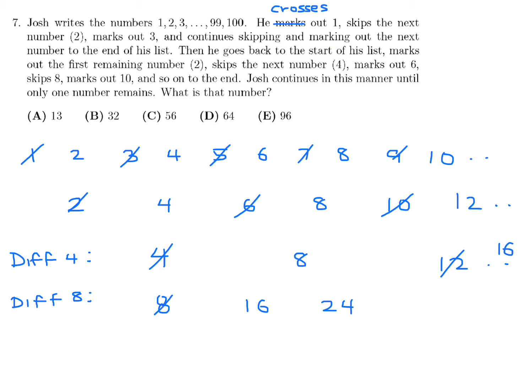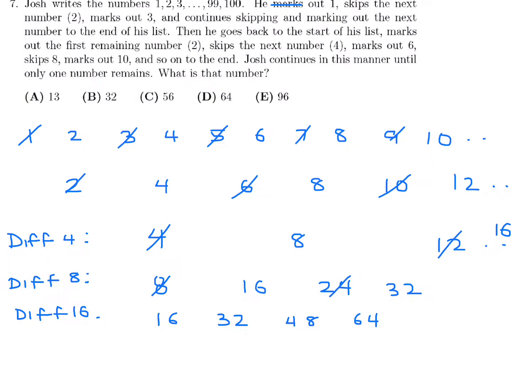Okay, again, cross out the 8, leave the next number, cross out the 24, leave the next number, which in this case would be 32. So what's left is 16 and 32. The difference this time is 16. So that means the numbers are 16, 32, 48, 64, and so on. So again, cross out the 16, leave the 32, cross out the 48, leave the 64. So I got 32, 64, and this time the difference is 32.